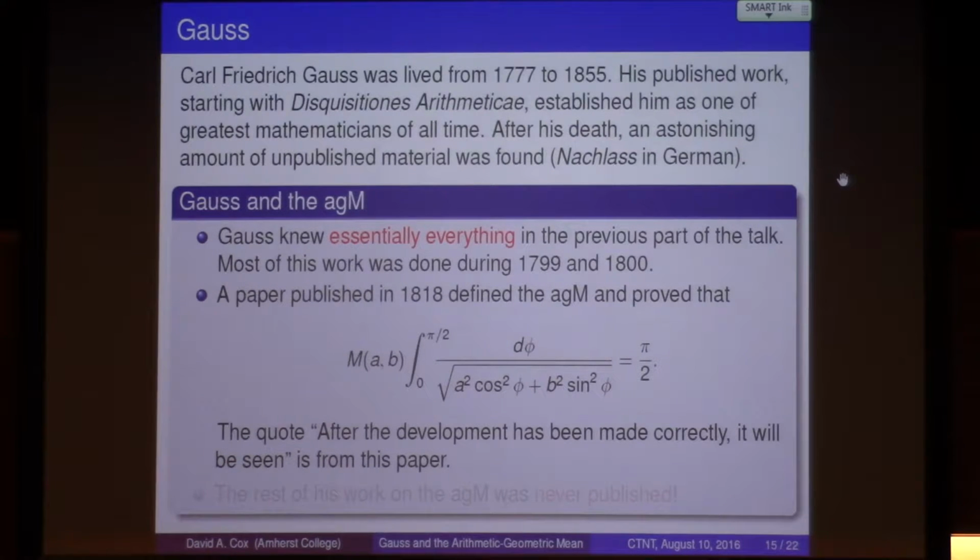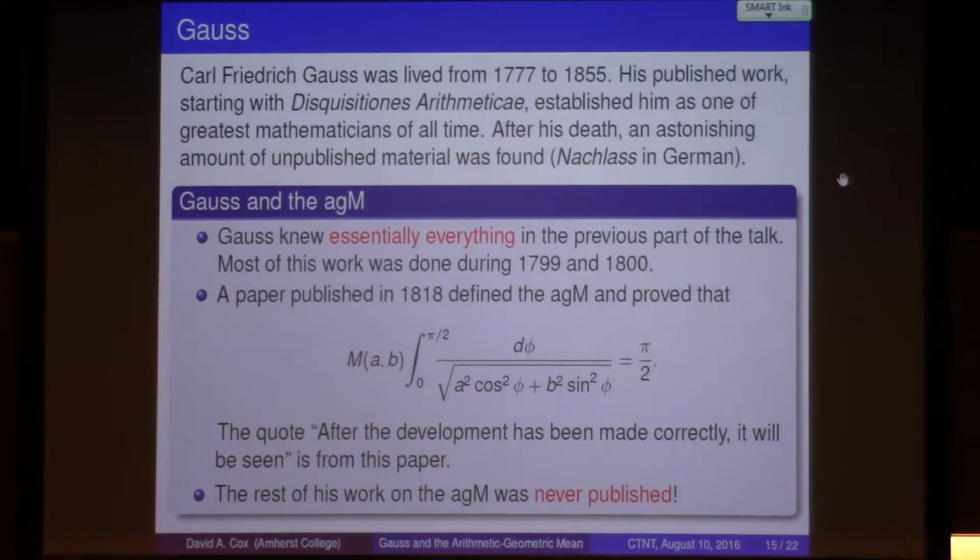And also, just for connections with other parts of what you're studying this summer, I should mention that, of course, there are some elliptic curves lurking here. And that change of variables is actually a degree 2 isogeny from one elliptic curve to another. So again, there's a lot of stuff sort of hidden in the background that's going on. But it turns out that the rest of his work on the AGM was never published. So people started discovering it for the very first time in 1855.